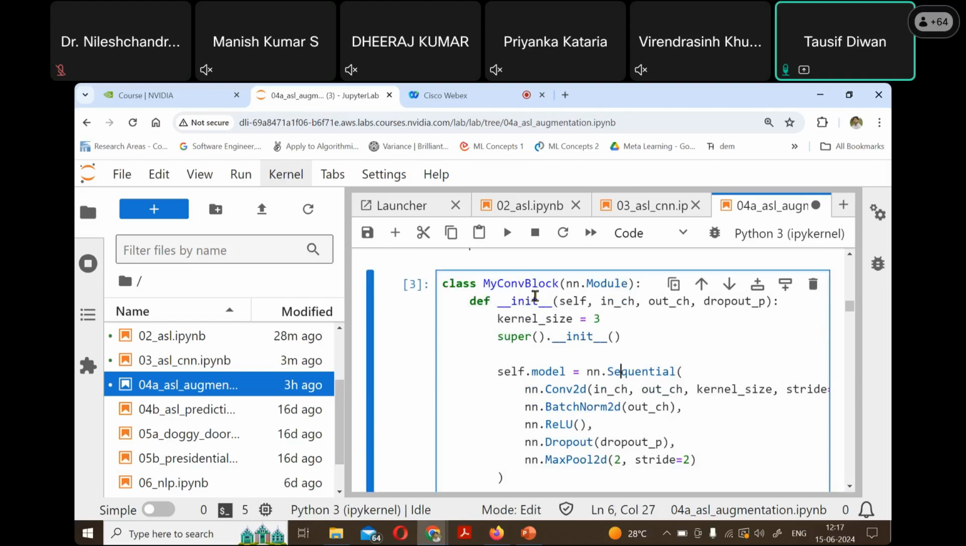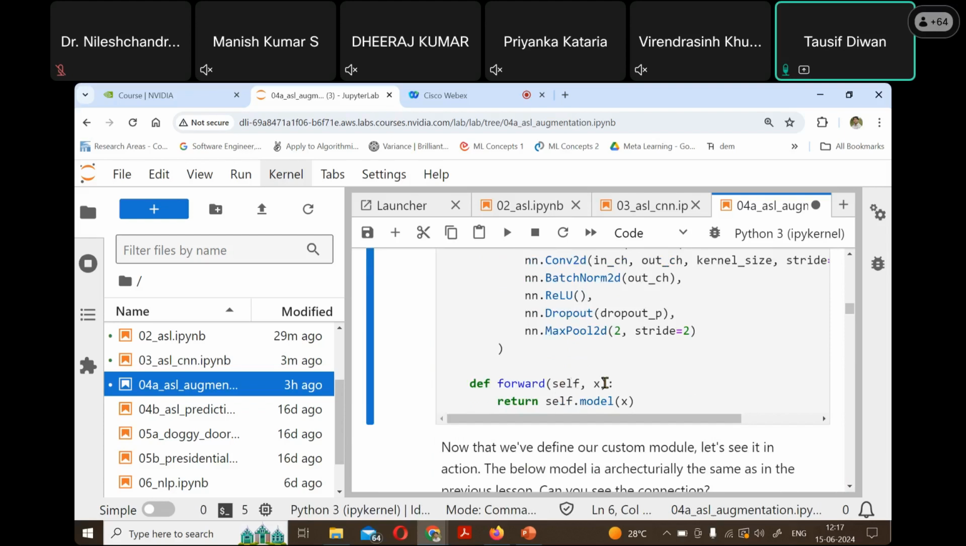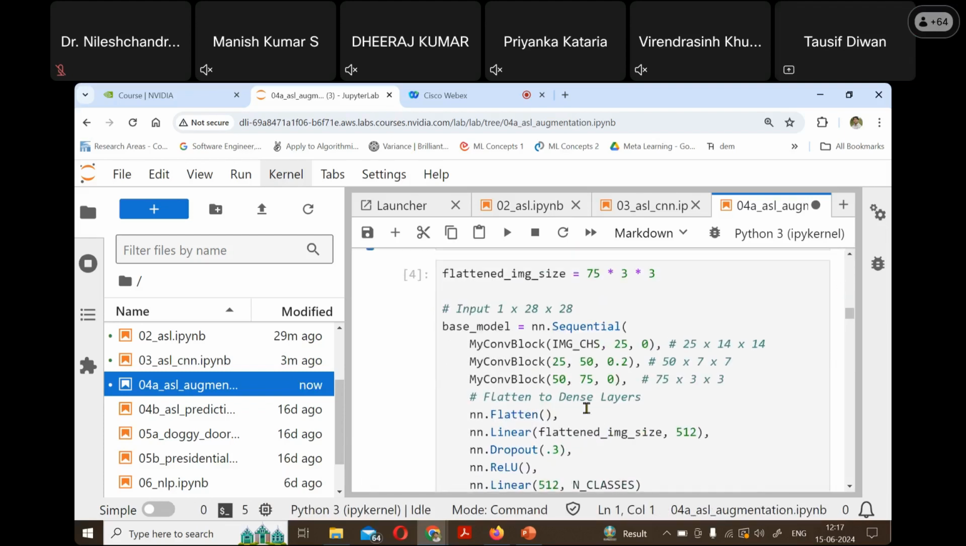This time we are creating the model with the help of this custom data set. So self dot model, this is the model that we are creating. Convolutional 2D, input channels, output channels, filter size, stride, then followed by batch normalization, ReLU, dropout, and maxpool 2D. These are the supporting layers for this convolutional 2D, followed by the forward pass. Now see, the flattened image size that we already defined.